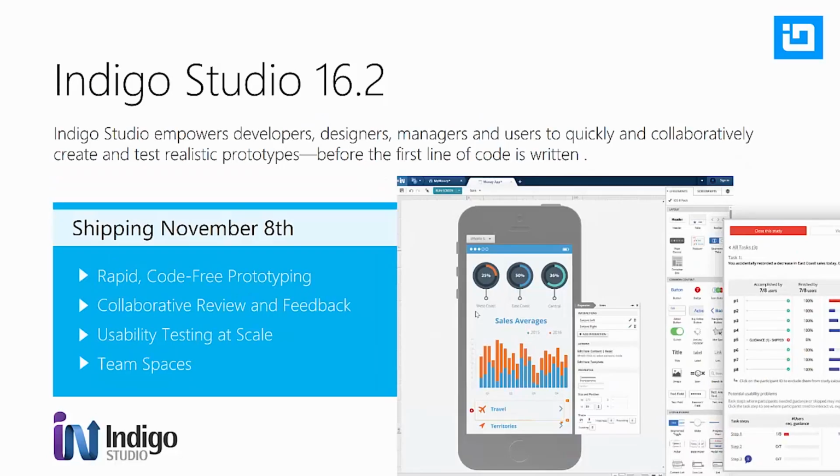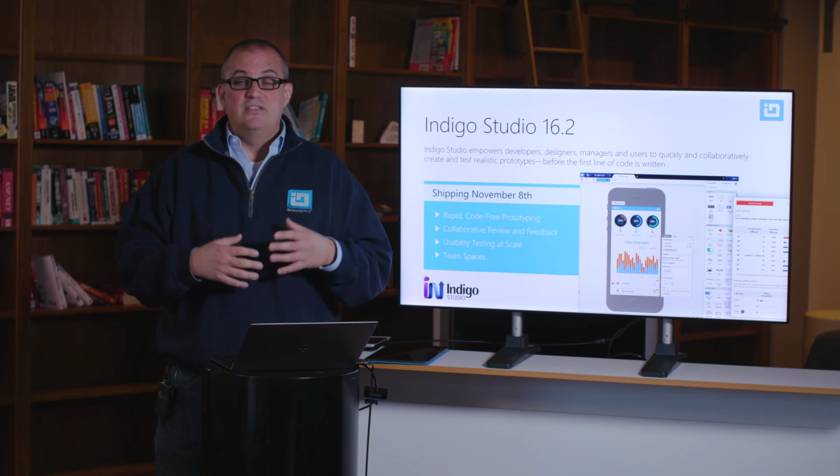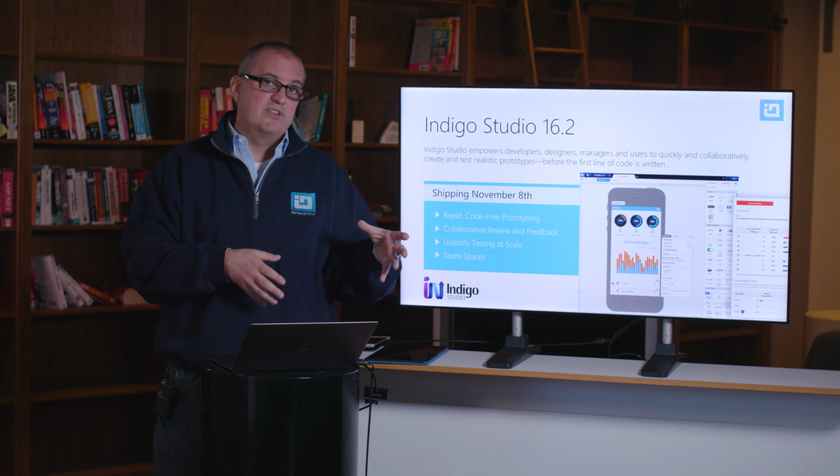And then Indigo Studio, I mentioned that we have a big release coming in November 8th. The big feature we're shipping in November 8th is something called Team Spaces. So Team Spaces allow you to organically grow and control the designs that you're building within your enterprise. So for example, let's say you work at Big Bank, and Big Bank has different products, and each one of those products has different design teams.